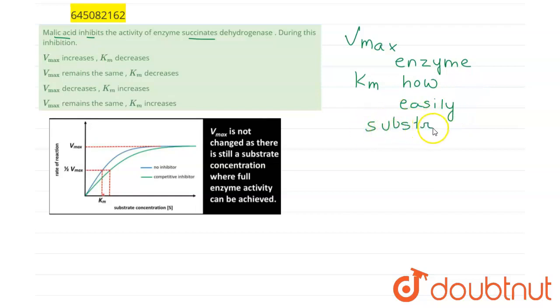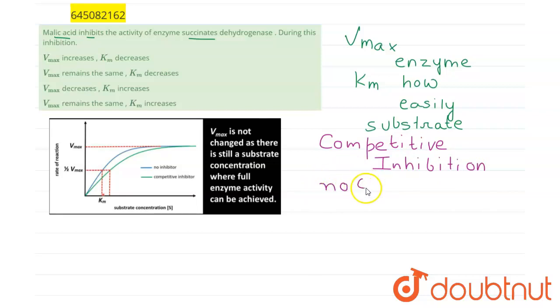Now here, according to the question, malic acid inhibits the activity of enzyme succinate dehydrogenase. So this is a type of competitive inhibition. In this competitive inhibition, what happens? This malic acid sits on the place of the enzyme succinate dehydrogenase, and as it sits on its place, the enzyme cannot bind to the substrate. So as it cannot bind to the substrate, no catalyzing effect is seen. So no catalyzation occurs here because of this competitive inhibition.